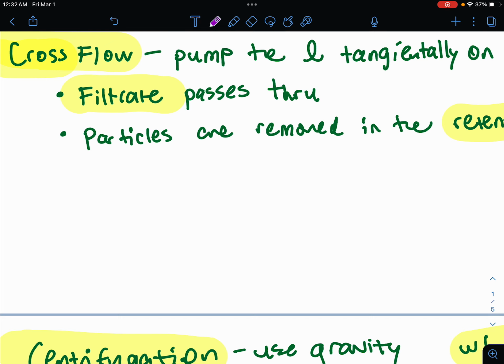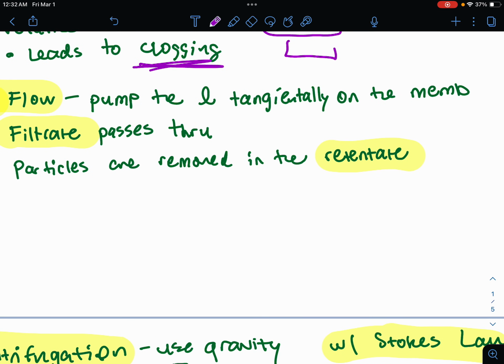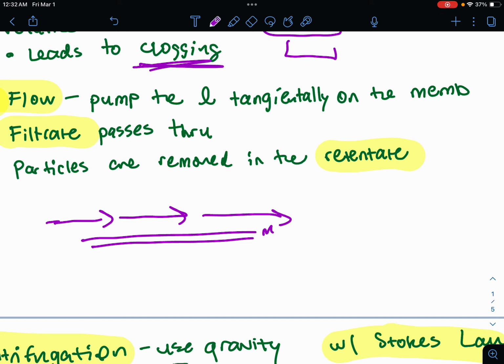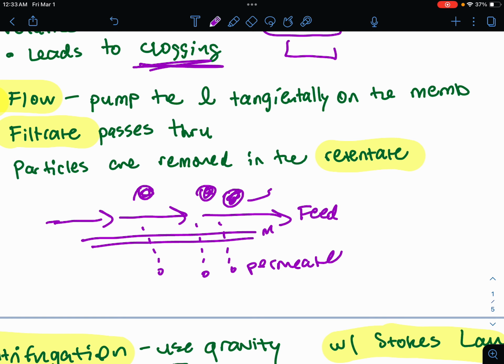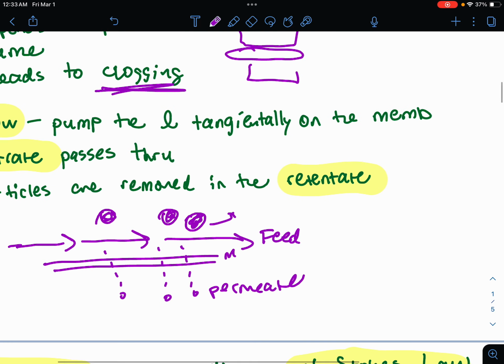Cross-flow filtration, however, is where the liquid is pumped tangentially to the membrane. So what do I mean by that? We have this membrane here. We can label it M. And the feed is going to go this way. That's the feed. You're going to have the large particles up here. However, the small ones that you want, the permeate, are going to go through that membrane. This is the feed again. The feed is going across the membrane. The liquid, again, is pumped tangentially. The filtrate, or the permeate, so this is the permeate, passes through. The particles are removed within the retentate. So these bigger particles are the goal of this cross-flow filtration. This is the retentate. And they're not going to be blocked.